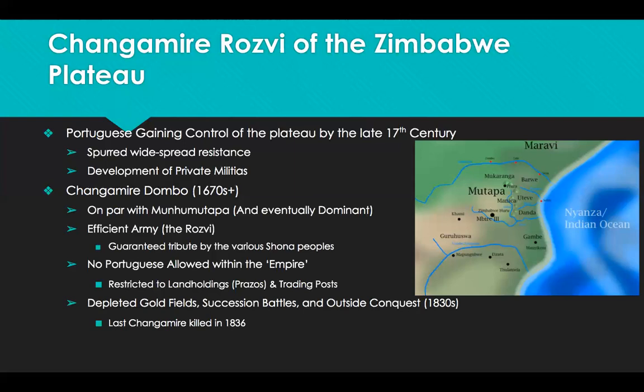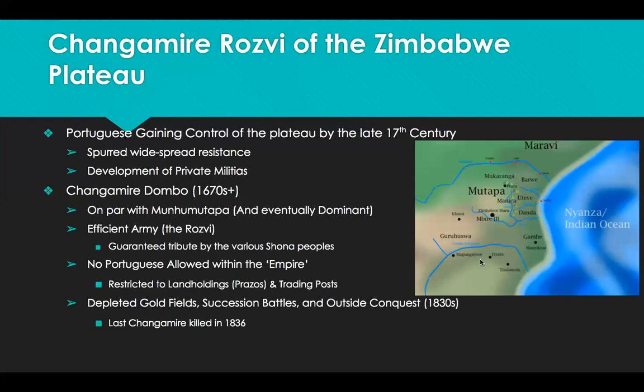So beginning in the 1680s, Changamire led his army, herds of cattle, and an increasing body of dependents in an invasion of the southwest. He defeated the Torwa rulers of Guruuswa down here and took over the capital here of Danangombe. Right, which is around here. So expanding all the way from here to here. So the empire grew pretty big.